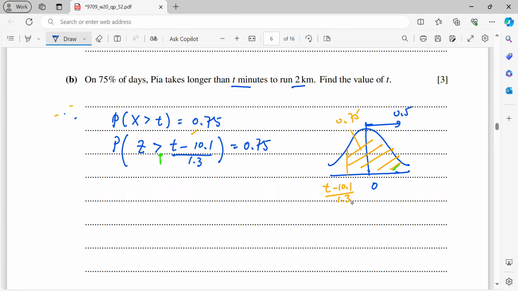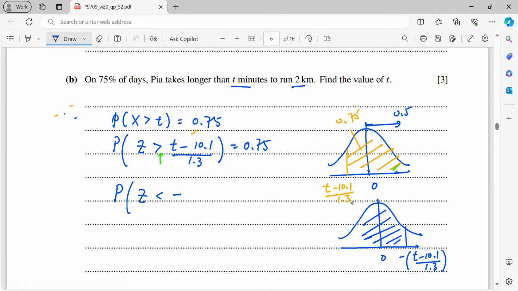Okay, so since the region is the orange color, obviously this is a negative value, then I need to reflect it to be positive. So once I reflect it, it becomes the negative of the existing value. And then for the region, it will be the major region. That means it will be towards the left side. Okay, so from here I will say P(Z < negative of (t minus 10.1) over 1.3) is 0.75.